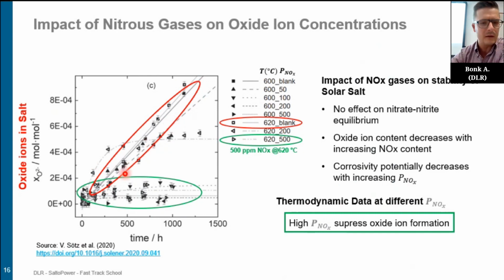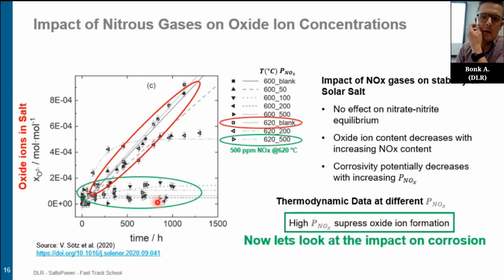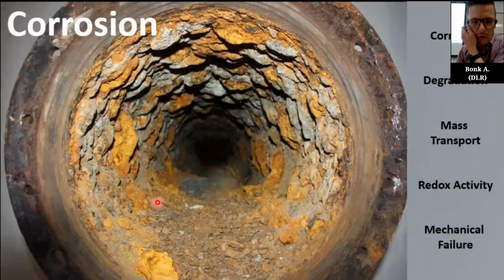And what I want to point your focus to is that you see the red curve is a classical molten salt. You have no stabilization. You just purge it with air. What you see is that your oxide ion concentration, so the amount of corrosive impurities, increases almost linearly over time. That would be deadly for every system because corrosion increases. On the other hand, if you apply a certain partial pressure of nitrous gases, in this case, it's only 500 ppm in the purge gas, you see that your level of oxide ions in green stabilizes at very, very low concentrations, which is very substantial for the system, and which means that nitrous gases principally suppress oxide ion formation and potentially reduce corrosivity.